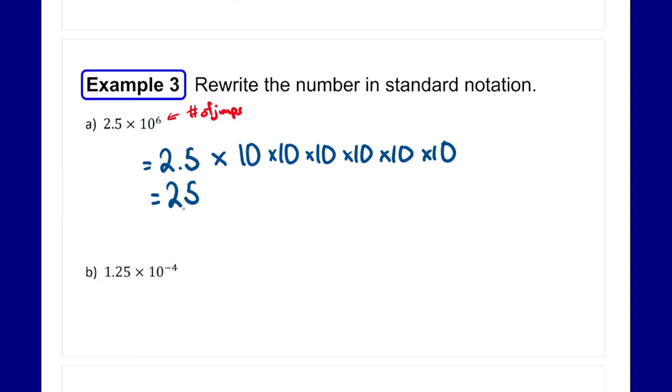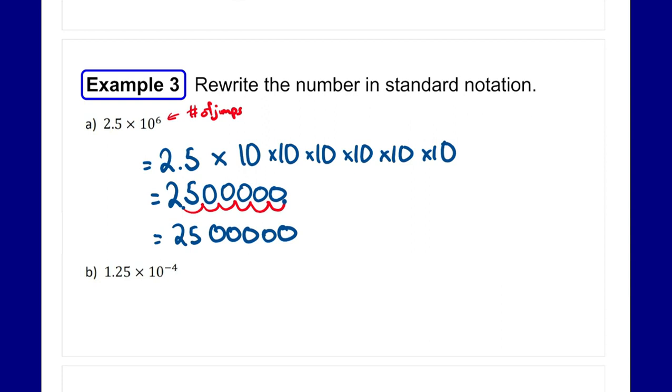So this would actually work out to, and a quick way to do it is to jump. So 1, 2, 3, 4, 5, 6. That's where my decimal is going to end up now, at the end. And I'm going to place zeros in for my placeholder. So this actually works out to 25,000,000.